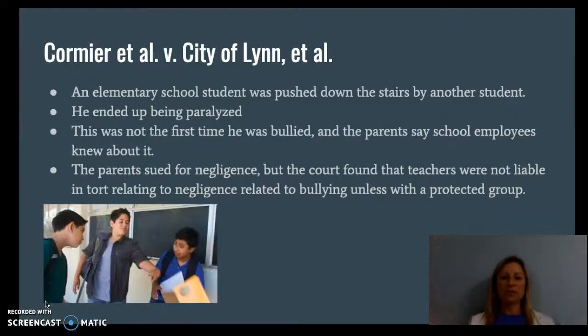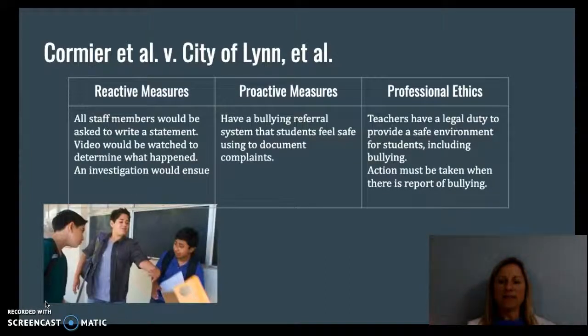And so the parents sued for negligence, and the courts found that the teachers were not liable in tort relating to negligence related to bullying unless it was with a protected group, where they should expect that the bullying may be an issue. And I believe in this situation, the parents thought that that should have happened, but it did not. And I feel like in this situation, again, all staff members that were present, a part of this would be asked to write a statement. They would watch video. They would for sure have an investigation.